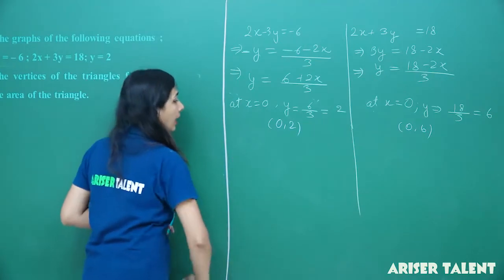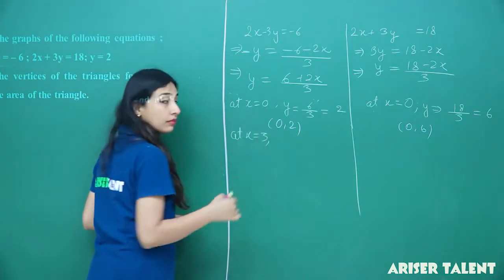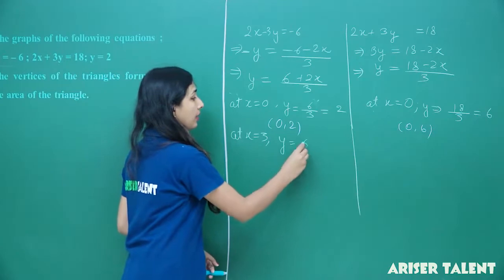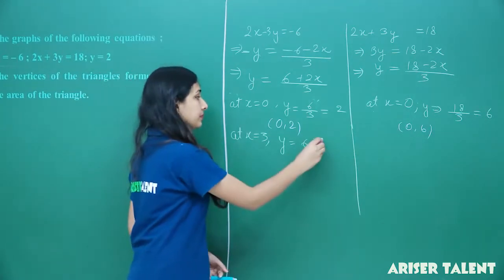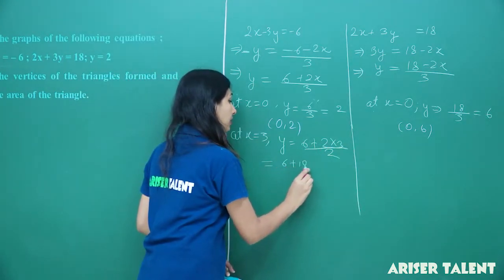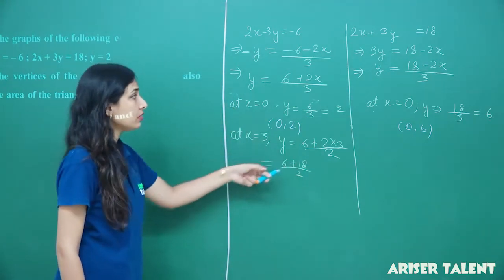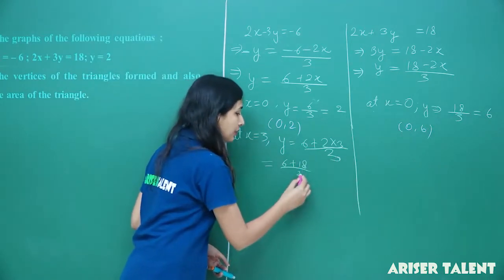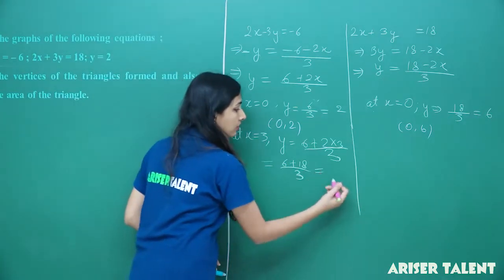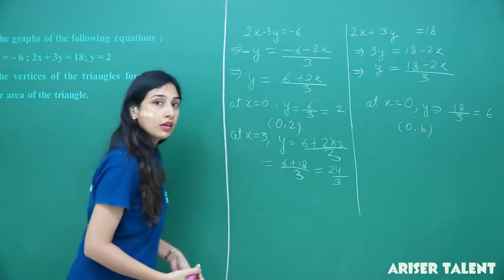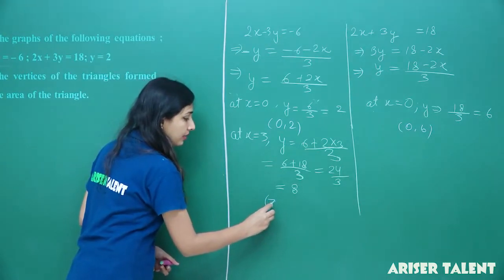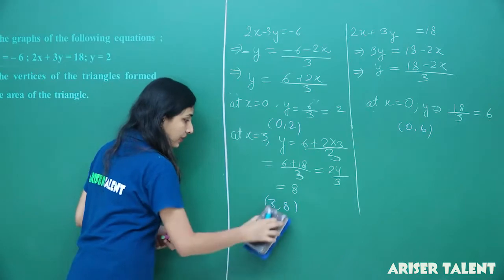I should rub. At x equals 3, y will be equal to 2 multiplied by 3 by 2. Now, by 2, what is this? By 3, correct me if I'm wrong, right? You're not saying anything. So that will be what? 24 by 3, that is 8. So at 3 it will be 8, that will be 3 and 8.